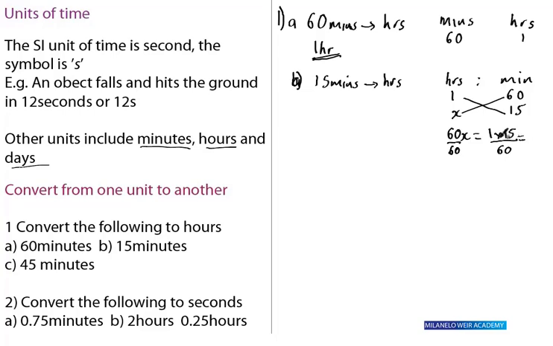We get 15 over 60. So x is equal to 0.25. So that's 0.25 hours. Right? Then C, we have C. 45 minutes to hours.